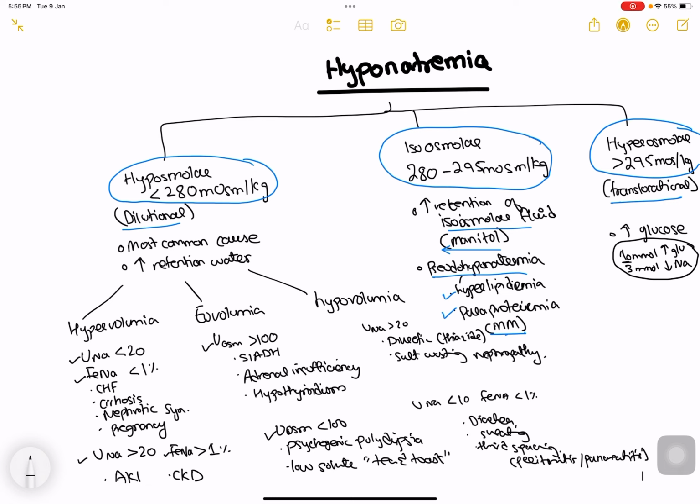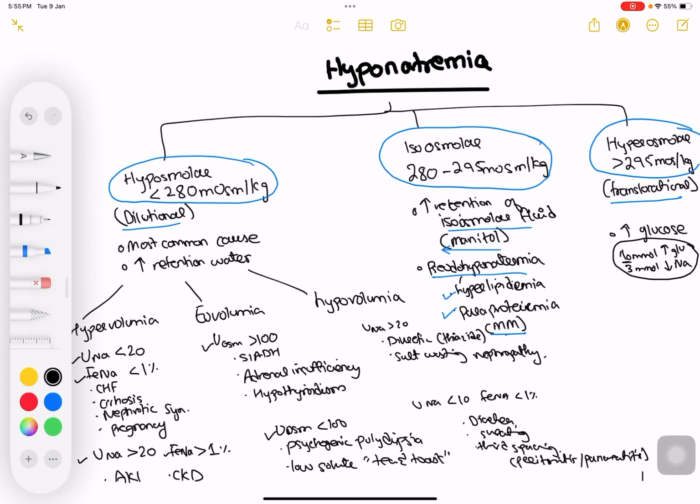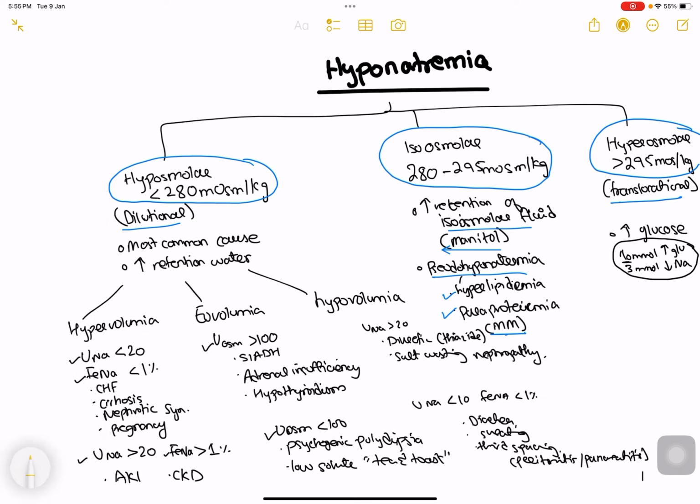Okay, so let's just revise it once again. Let's do it initially, like let's say hyponatremia is sodium of less than 135 millimole per liter. So if sodium is less than 135, the most common cause is hypoosmolar hyponatremia. Hyponatremia is because of dilutional effect. There is more water retention. More water retention means hypervolemia, euvolemia, or hypovolemia.